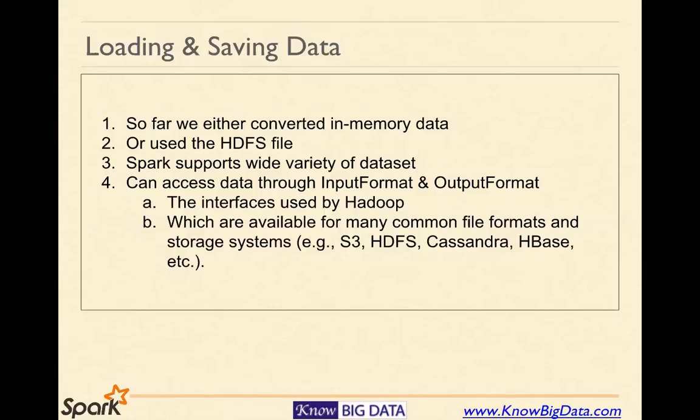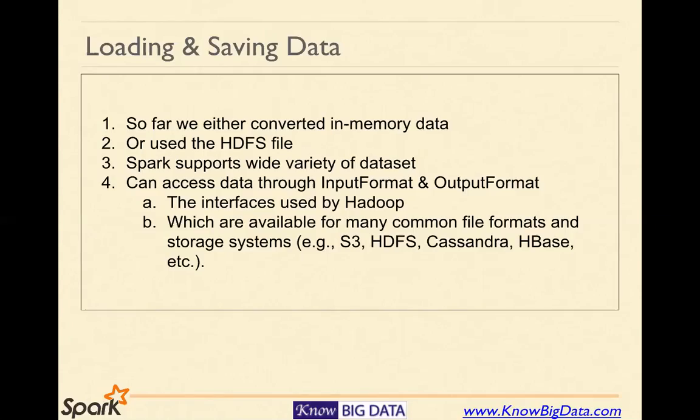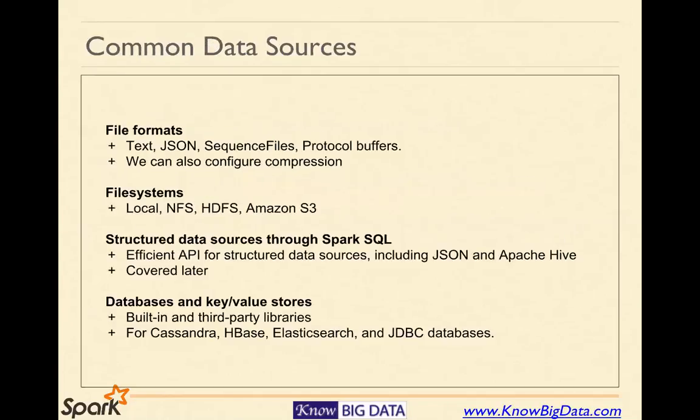Okay, so it uses all the interfaces provided by Hadoop, plus many other file formats, such as S3, Cassandra, and HBase. All right, so these are the locations from which it reads the data, like Amazon S3, HDFS, NFS, as in network file system, and local. While data could be in many formats. Data could be in text file, JSON file, sequence file, or protocol buffers.